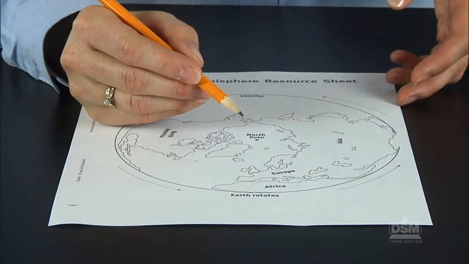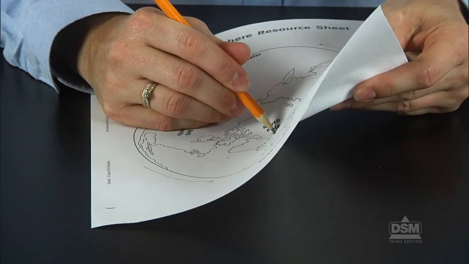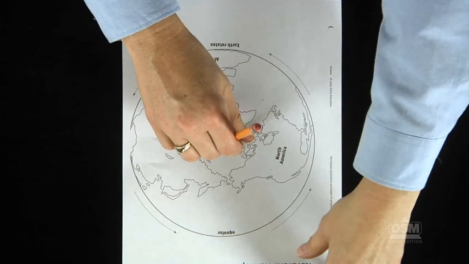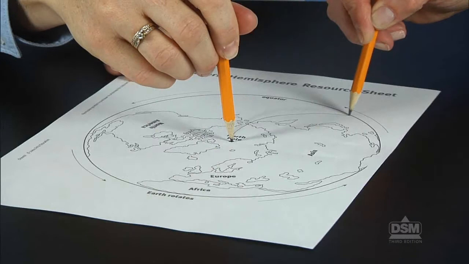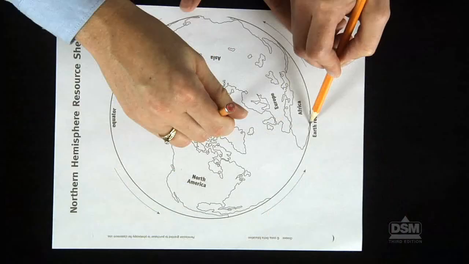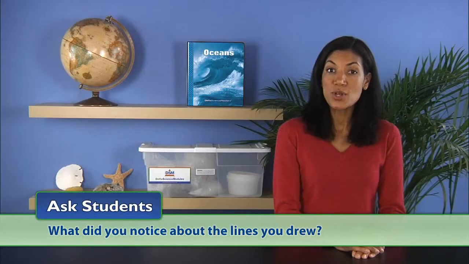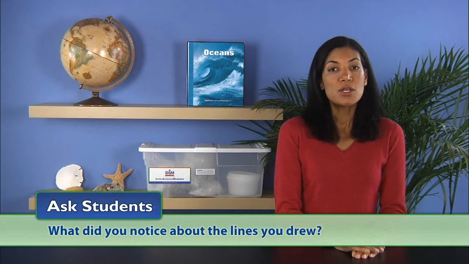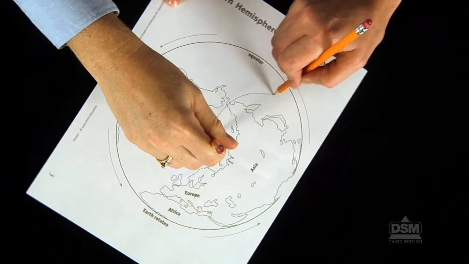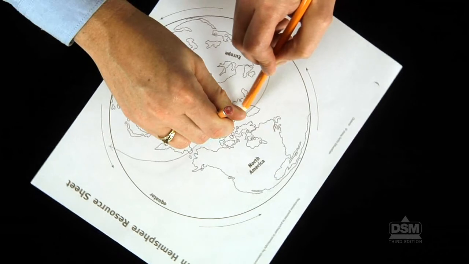Next, using a pencil, pierce the paper at the dot labeled North Pole and hold the paper flat against the desk. Slowly turn the paper counterclockwise and draw a line from the North Pole straight to the equator through the ocean area. Then draw a line from the equator straight to the North Pole. Ask students, what did you notice about the lines you drew? Students should note that the lines drawn from the North Pole to the equator curve to the left, and that the lines drawn from the equator to the North Pole curve to the right.